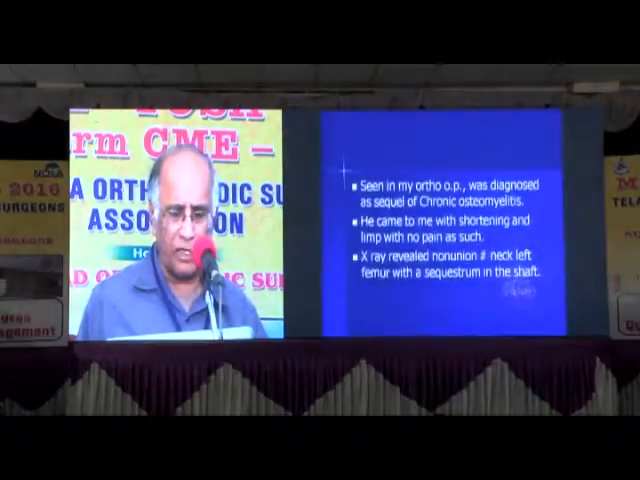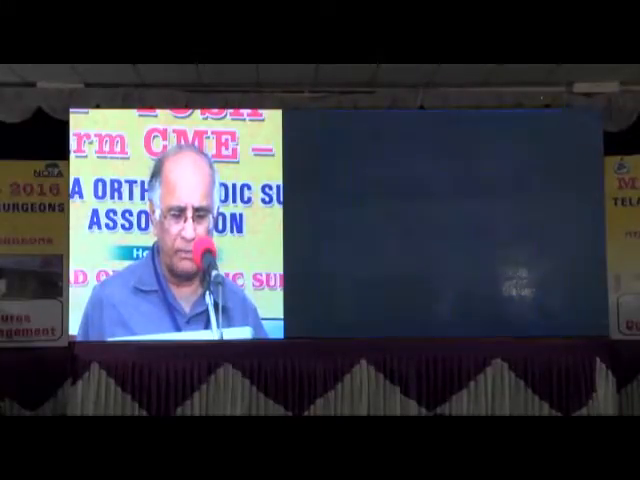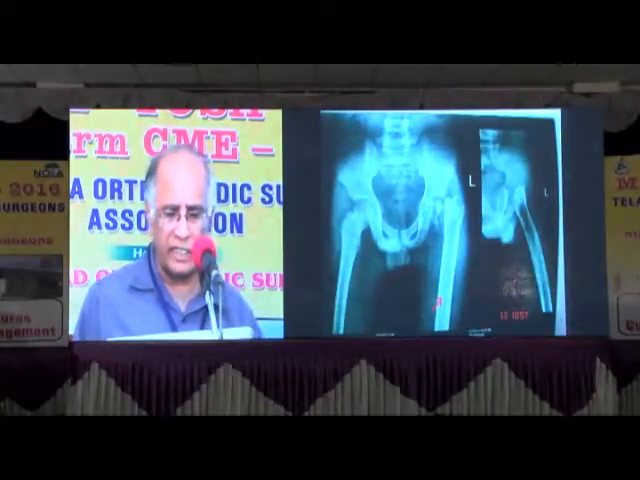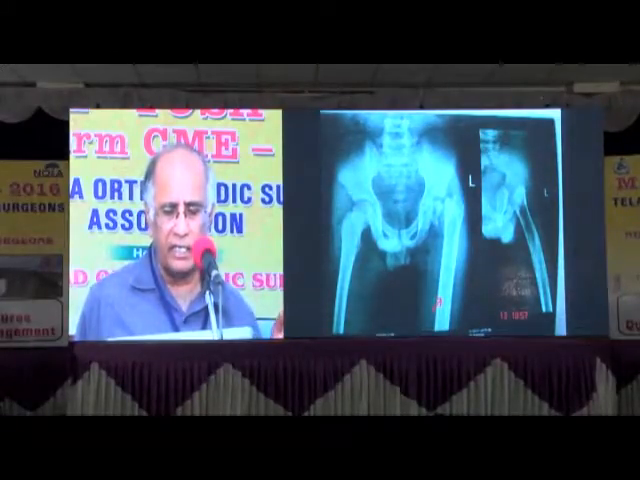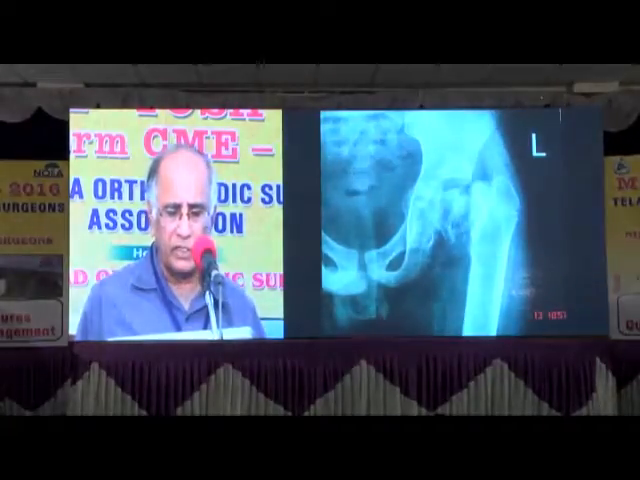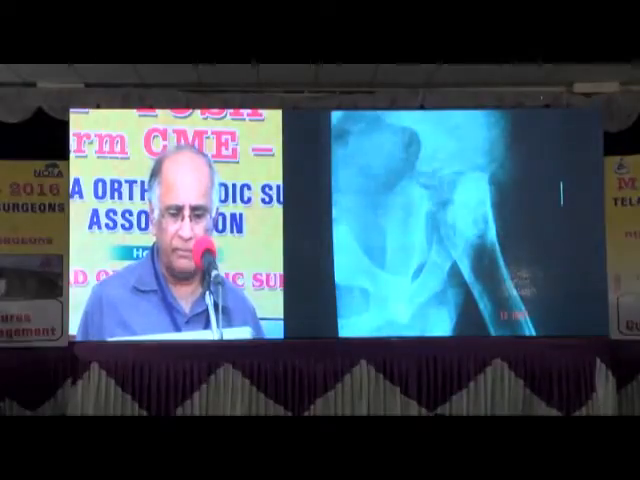It's a young boy of 10 years, and he was diagnosed as a sequel of chronic osteomyelitis, and he had shortening and limp. Here you see the neck of the femur, and there is a sequestrum. You can see the arrow there, the sequestrum, but he had never any discharge of pus. So this is the situation with which he came.